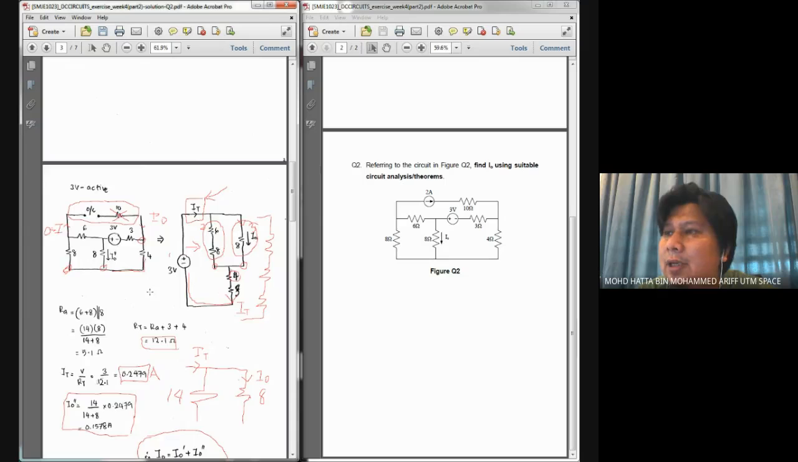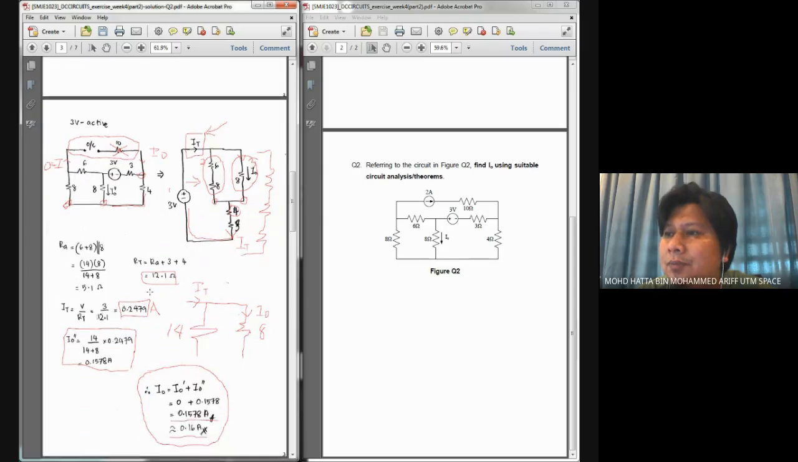All right. This is the steps, or the beauty of superposition theorem, where during your calculation you only consider one source at a time, and then you zero all other sources. For current source, you make it as open circuit. For voltage source, you make it as short circuit. I think that one is not that hard.